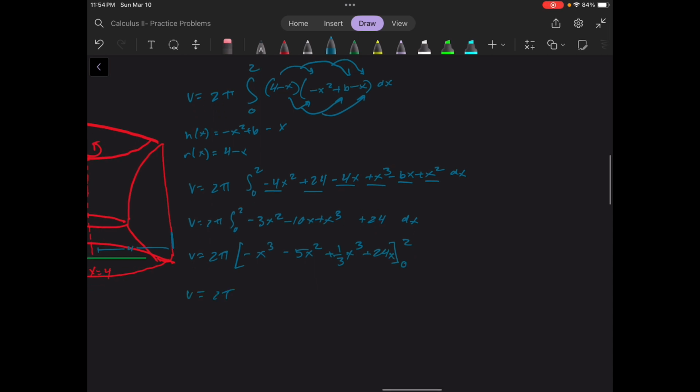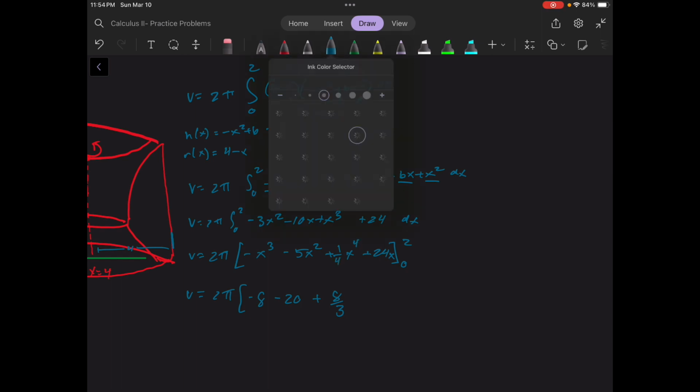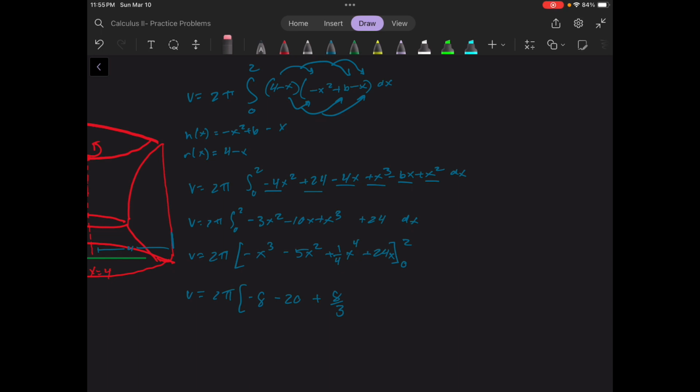V equals 2 pi, negative 8, negative 20, plus 8/3. This should be, integrating x cubed would leave you with 1/4 x to the 4th. Hopefully you caught that mistake. And when you plug in 2 to the 4th power over 2 to the 2nd power, that is going to leave you with 2 squared, or 4.